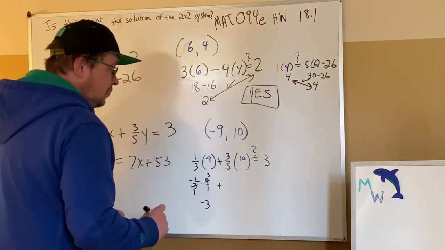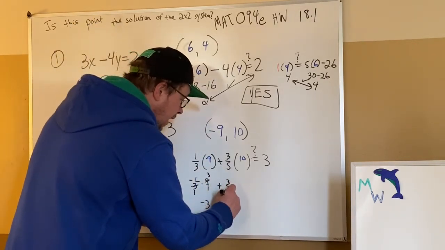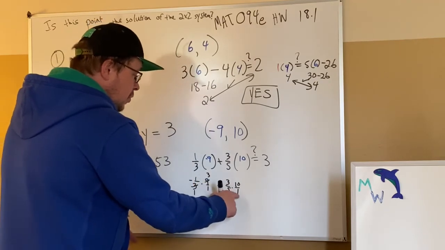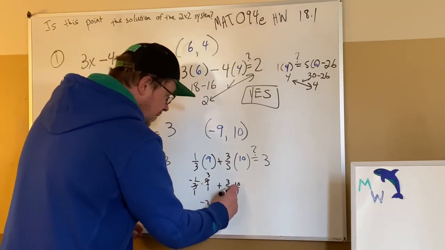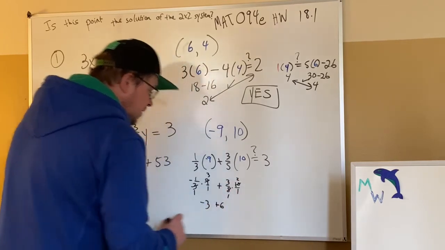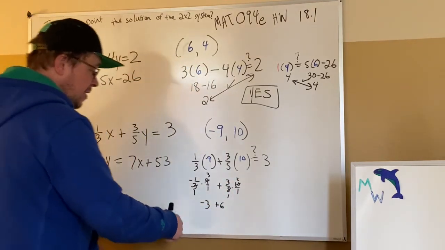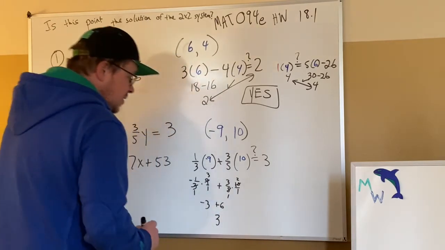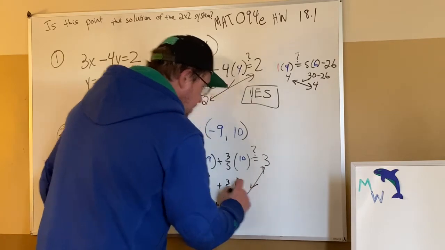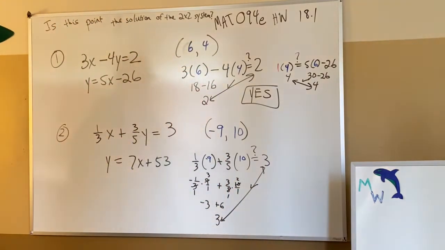Plus, I now have 3 over 5 times 10 over 1. 3 and 5 don't reduce, 3 and 1 don't reduce, but 5 and 10 reduce. Divide 5 by 5 for 1, divide 10 by 5 for 2, so that gets me 6. I have -3 plus 6, subtract for 3, strong on the positive, and that does actually get me a yes. This point is on that line.